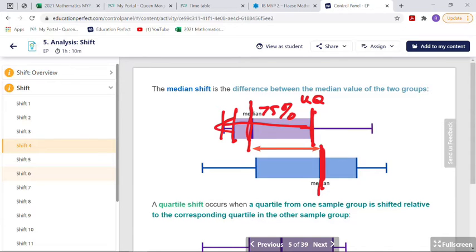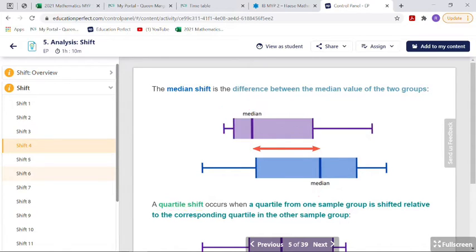So, a quartile shift, you might want to write this down, occurs when a quartile from one sample is shifted relative to the corresponding quartile of the other sample group. Let me explain that in a picture here. All right. So, here's the first quartile of the blue one, yes? Here's the first quartile for the purple one.